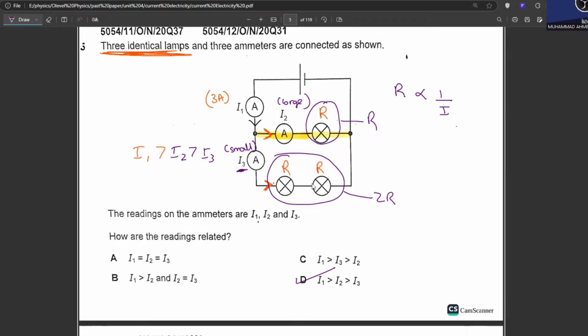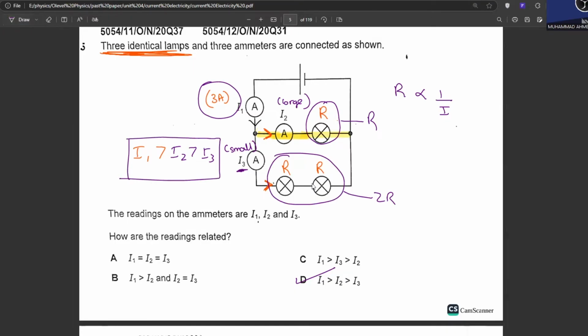Let's revise this once again. I1 is the highest current, because this will get divided among smaller halves I2 and I3. Furthermore, I3 will be smaller than I2, because I3 has a greater resistance in its branch. I2 has a smaller resistance. This will be your answer. D is your answer. Let's further move ahead.